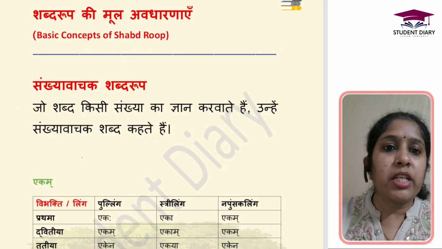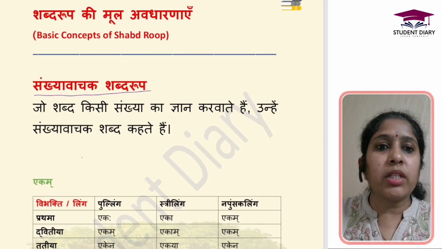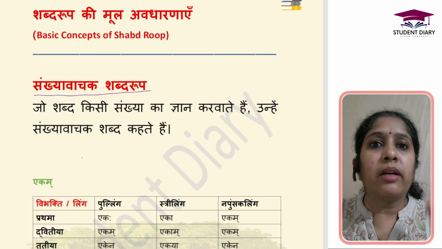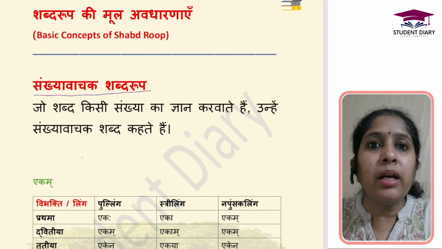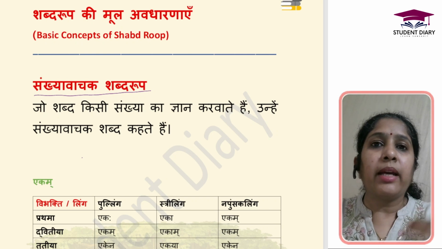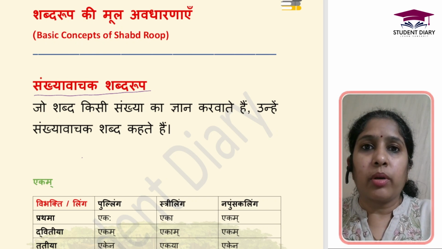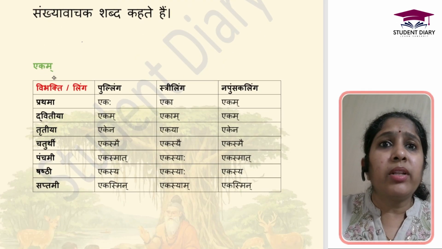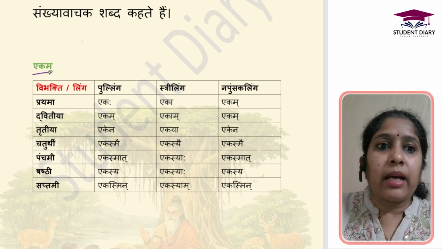First the definition of SankhyaVachak Shabdroop. SankhyaVachak words are which words? The words which are going to tell you about a number, like 1, 2, 3, 4, like that. Now let's start with the number 1, Ekam.